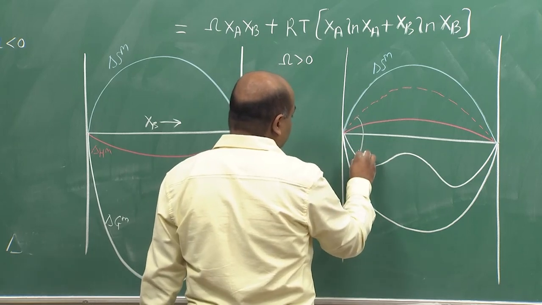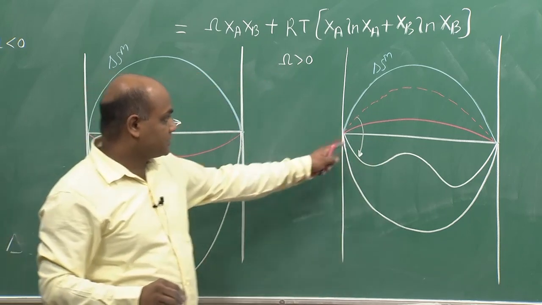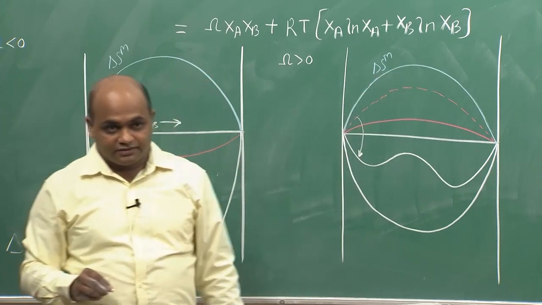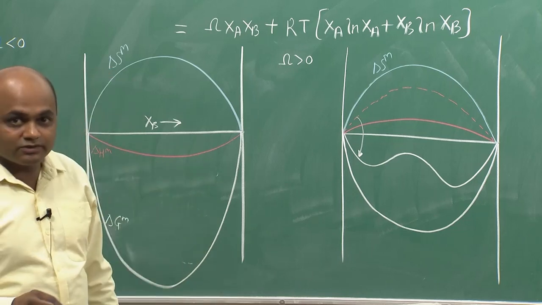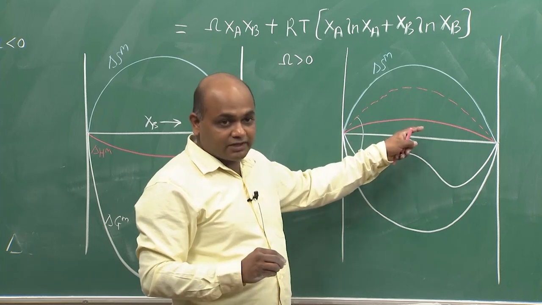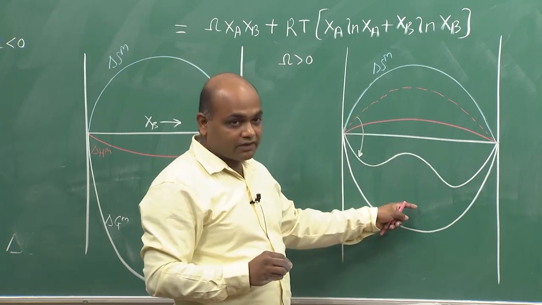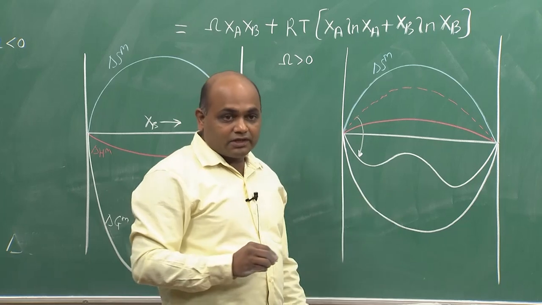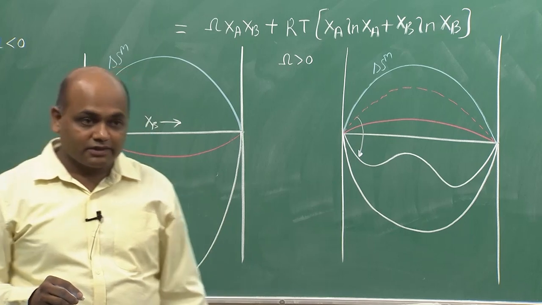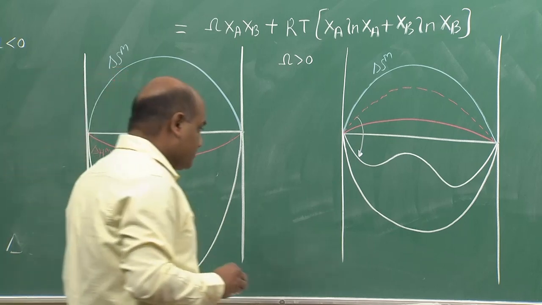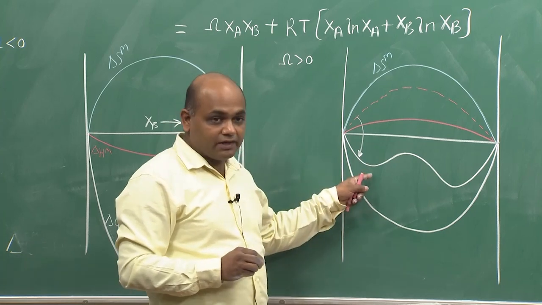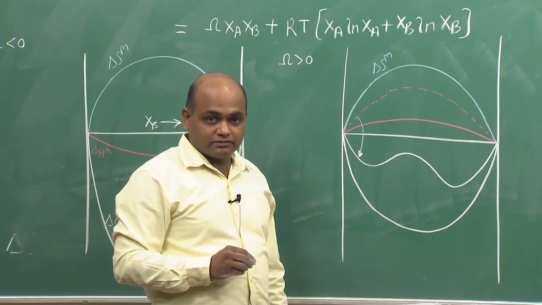So this delta GM curve corresponds to this delta HM. We are still assuming ideal or random mixing, so delta SM will not change. But because delta HM is becoming more and more positive, it will affect the curvature, and beyond a certain value of delta HM, it will develop a negative curvature in between. Now, this is very important, because it will affect the stability of the solution.